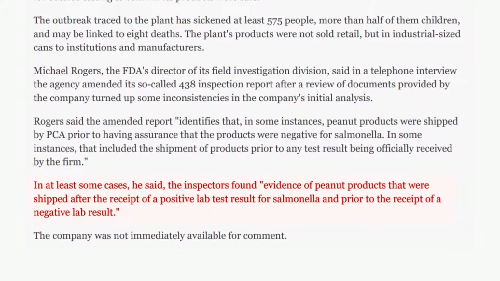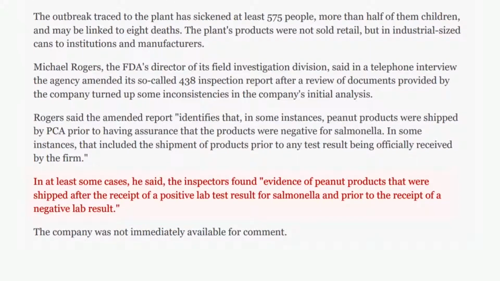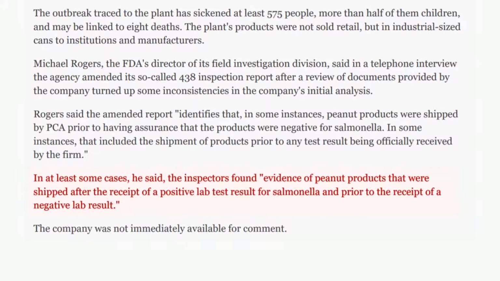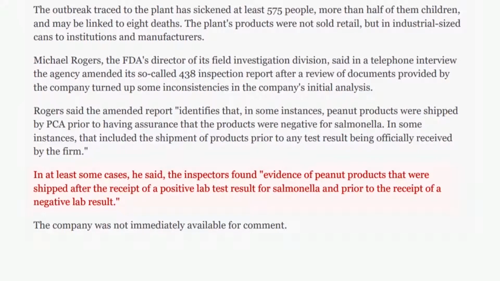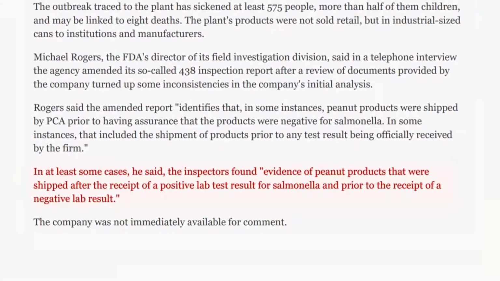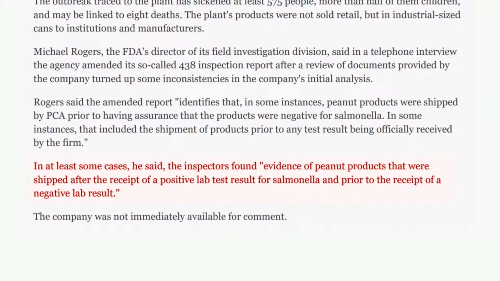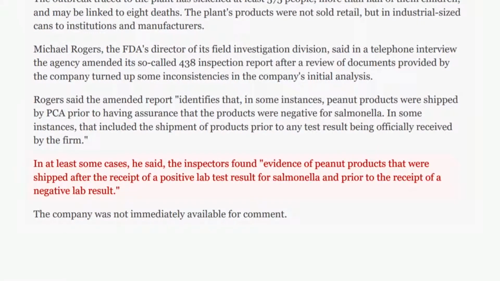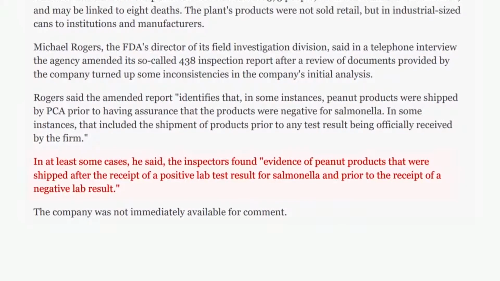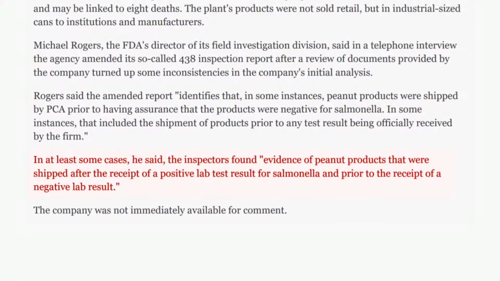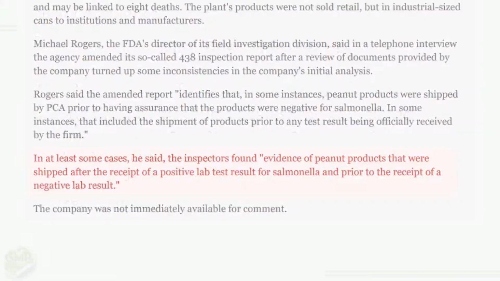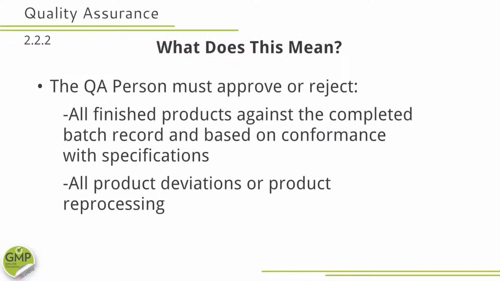The second-to-last paragraph gives the reason for the recall and states that the inspectors found evidence of peanut products that were shipped after the receipt of a positive lab test result for Salmonella and prior to the receipt of a negative lab result. Here is a case of the product being shipped before QA confirmed that specifications were met, and the result was a highly publicized recall. The QA person must also approve or reject all product deviations or product reprocessing. We'll talk more on that later.